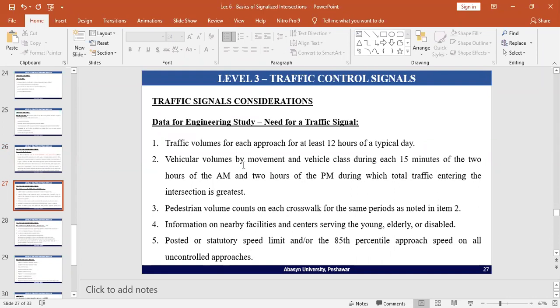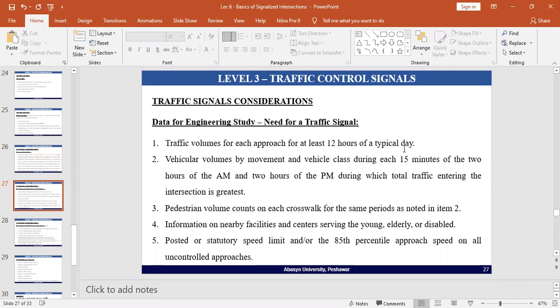Okay. So what type of data do we need for this engineering study in order to find out whether we have to install this traffic signal or not? So you need traffic volumes for each approach for at least 12 hours of a typical day.